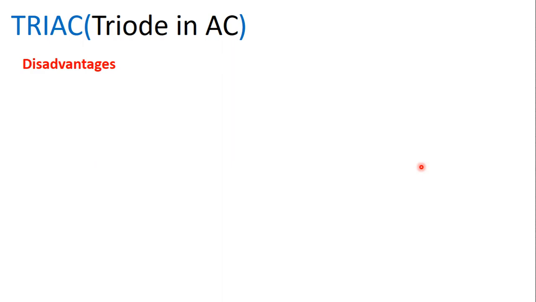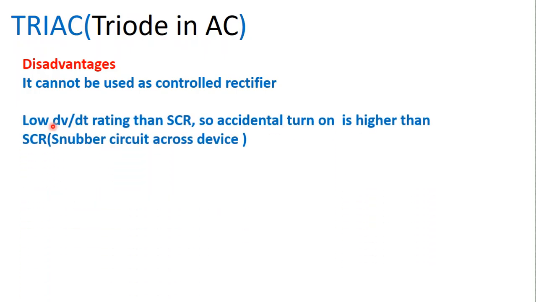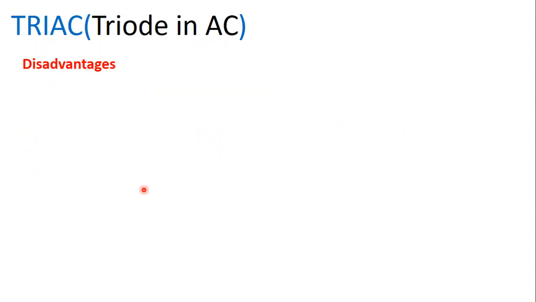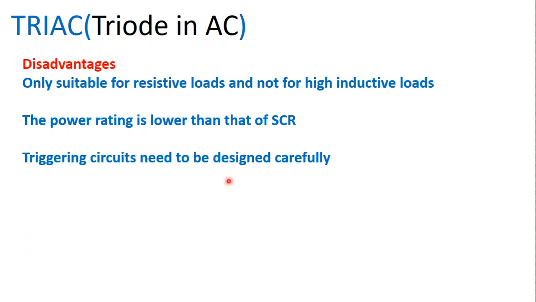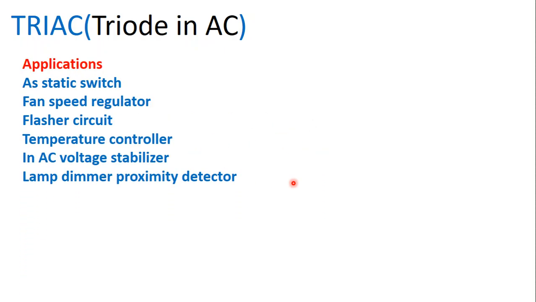Next one is the disadvantages of the triac. It cannot be used as a controlled rectifier. It has a low dV/dt rating than SCR, so accidental turn on is higher than SCR. So snubber circuits are needed across the device. It has a low dI/dt rating. Triacs are only suitable for resistive loads and not suitable for highly inductive loads. The power rating is lower than that of SCRs in the triacs, and the triggering circuit needs to be designed very carefully in the triacs.